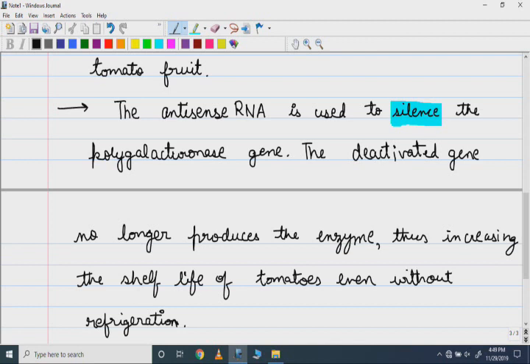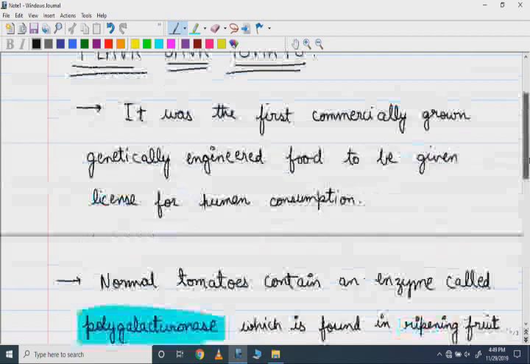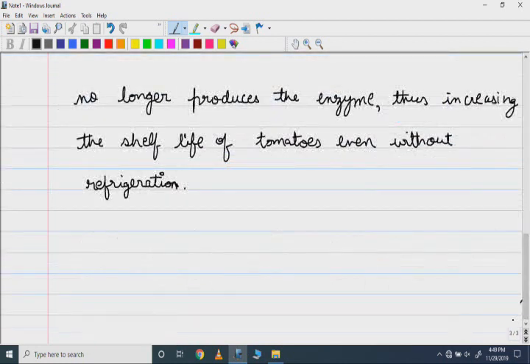There are some other GMO crops as well. Okay, so this is done. Then there is something else called golden rice.